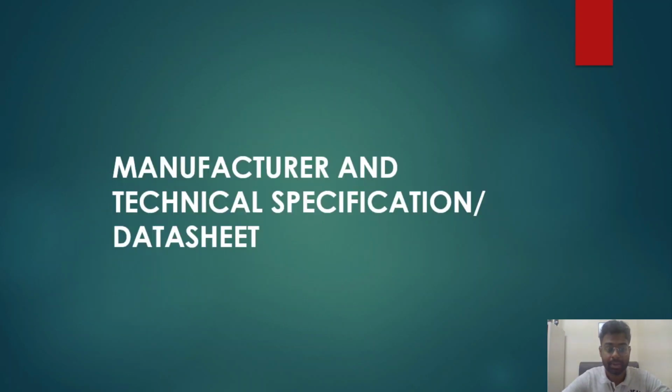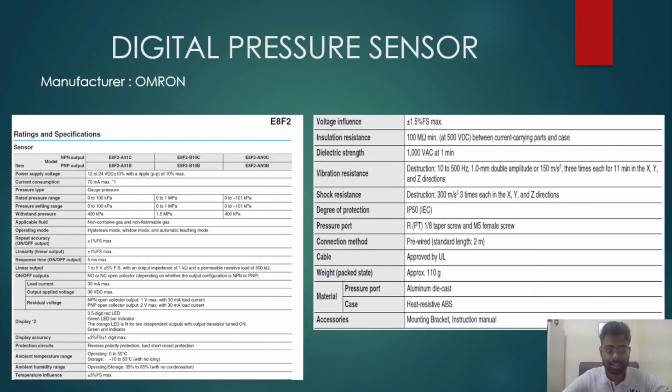The next part is manufacturer and technical specification or data sheet. So this is the data sheet for digital pressure sensor, which is manufactured by Omron. Over here we can see that the power supply voltage is between 12 to 24 volt DC. The current consumption is 70 milliamp, and the pressure type is gauge pressure. And over here we can see the weight is approximately 110 gram.